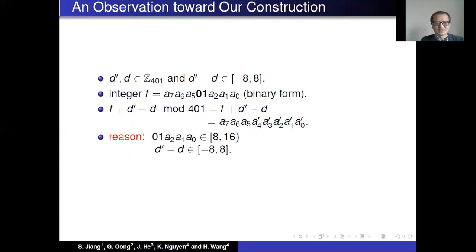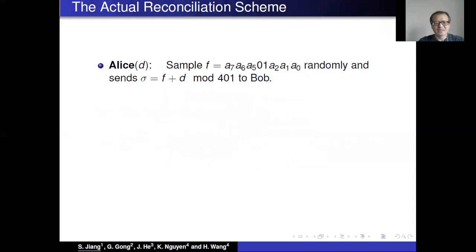So why is this? The reason is that 0, 1, a2, a1, a0 belongs to the interval 8 to 16, and d prime minus d belongs to the interval minus 8 to 8. So added together, the number belongs to the interval 0 to 24. So this is 5 bits. So when added together, they cannot change the bit a5 in the above expression.